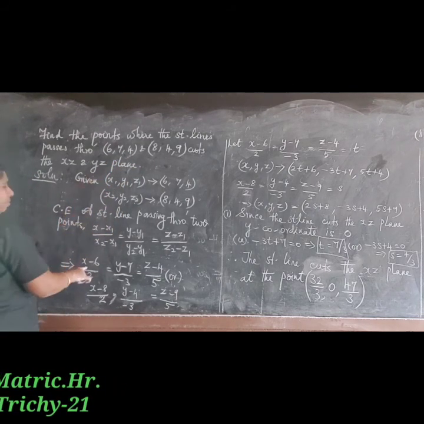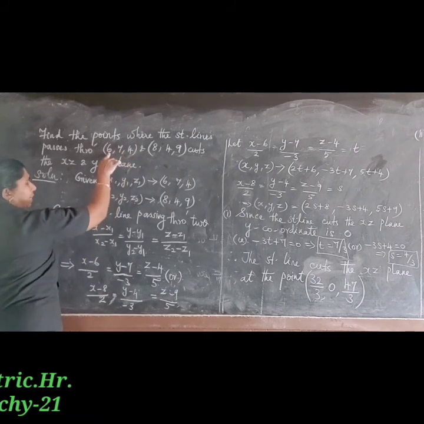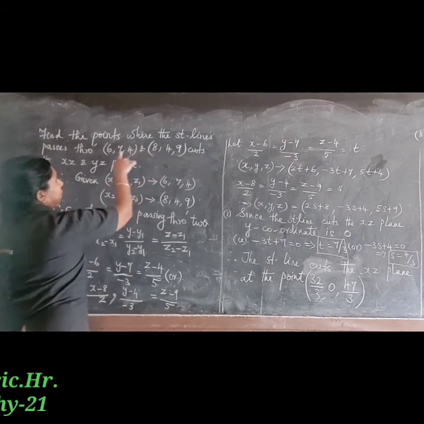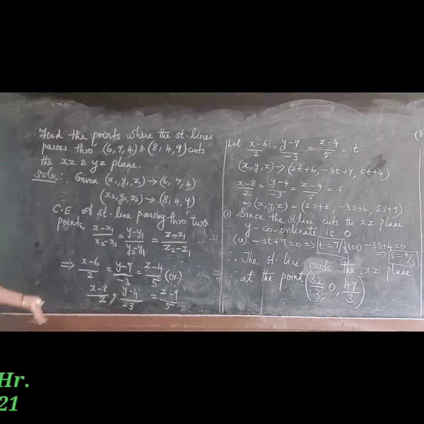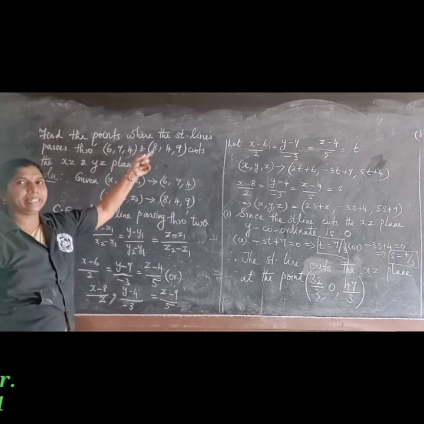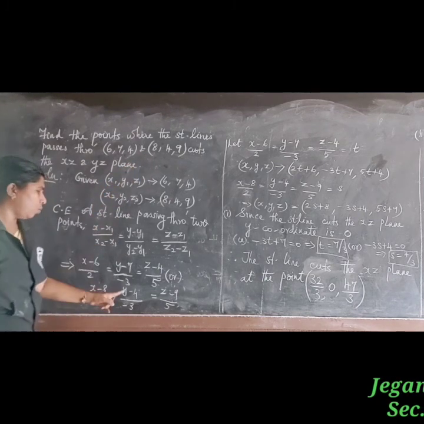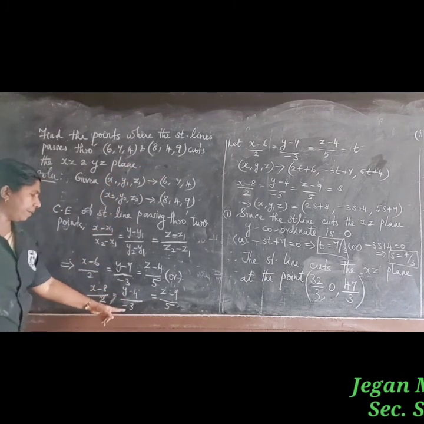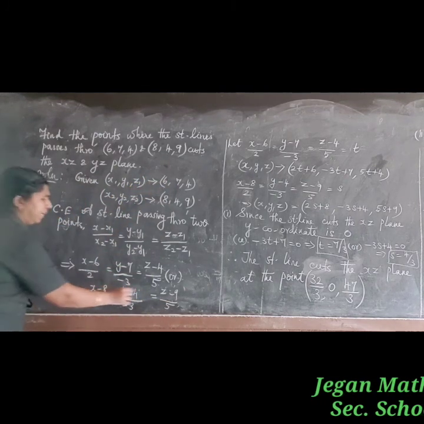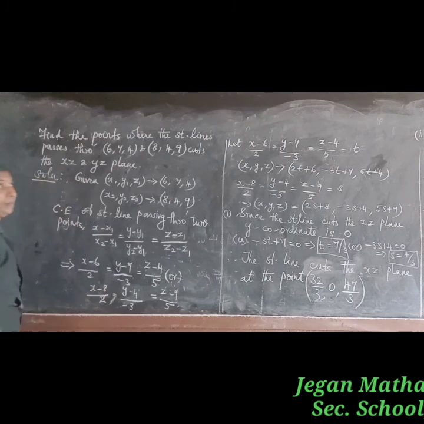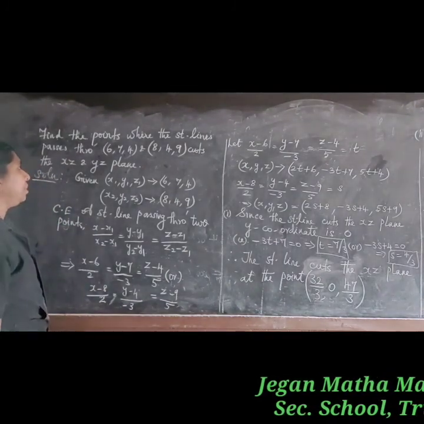So (x minus 6) divided by (8 minus 6), which is 2, (y minus 7) divided by (4 minus 7), which is minus 3, (z minus 4) divided by (9 minus 4), which is 5. Otherwise, you can select the second point: (x minus 8) divided by 2, (y minus 4) divided by minus 3, is equal to (z minus 9) divided by 5. The denominator values are the same.